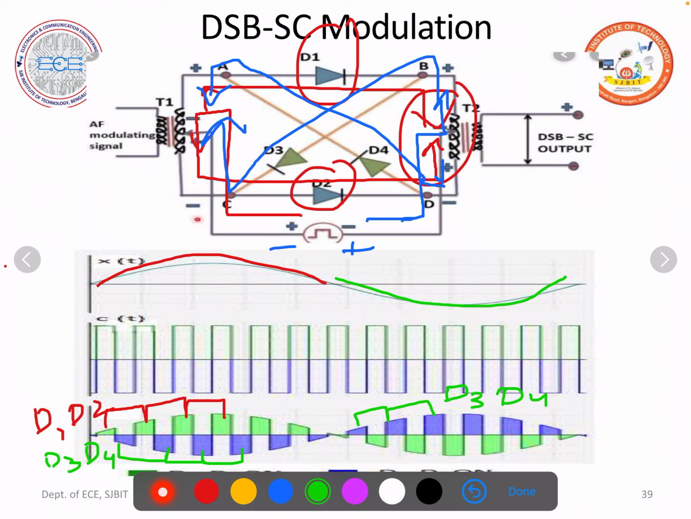They will conduct. They connect the secondary of T1 to the primary of T2 with reverse connection polarity. So this results in the 180 degree phase shift.